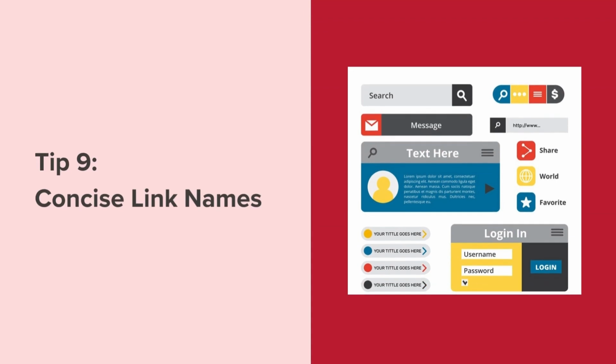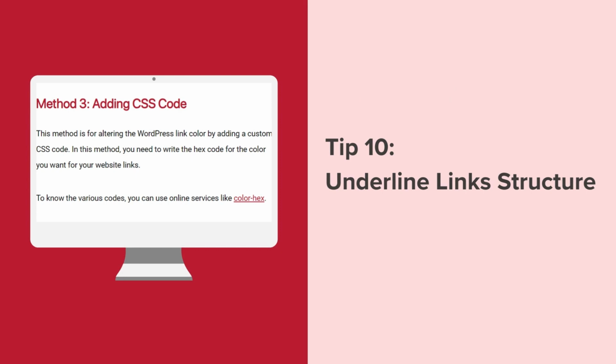Tip number 9. Use concise yet descriptive link names. Avoid generic terms like click here and maintain consistent language and tone throughout your website. Tip number 10. You must improve link accessibility with clear visual cues like underlines. Ensure consistency in styling and color contrast.